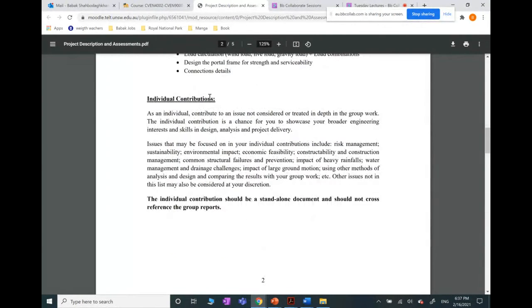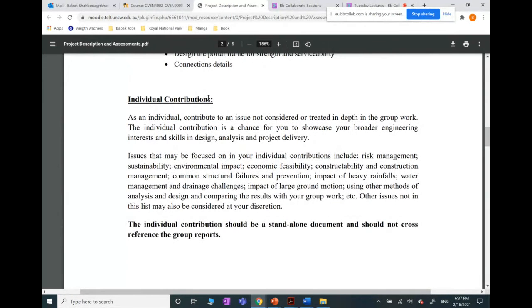Some students asked about the individual contribution. As an individual, you can contribute to an issue not considered or treated in depth in the group work. So you can pick the topic, and in 3-4 pages, you can work on that topic. Here I brought some suggestions for you. You can pick one of these topics, or you can pick your own topic related to this project. For example, you can do some research about risk management in this area, sustainability, environmental impact, economic feasibility, constructability and construction management.